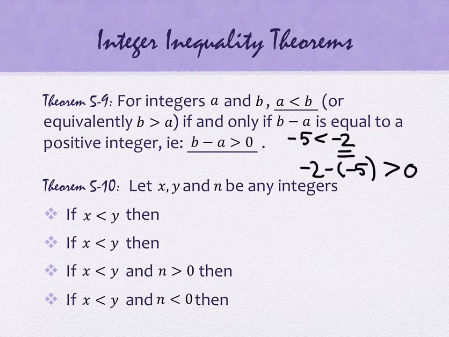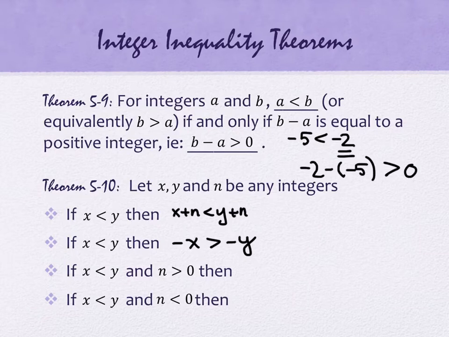All right, our last set right here: if x is less than y, then x plus n is less than y plus n. We saw that before. If x is less than y, then negative x is greater than negative y. When we make the signs negative, it switches the sign in the inequality as well. In general, if x is less than y and n is greater than 0, then nx is less than ny. But if n is negative, then nx is greater than ny.